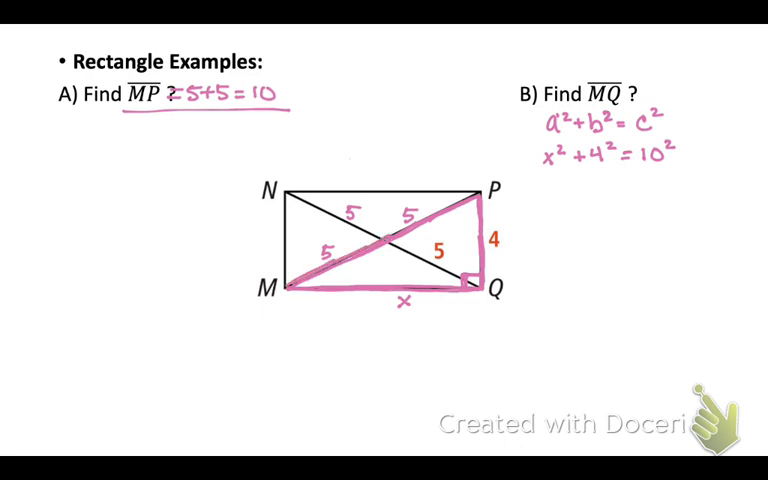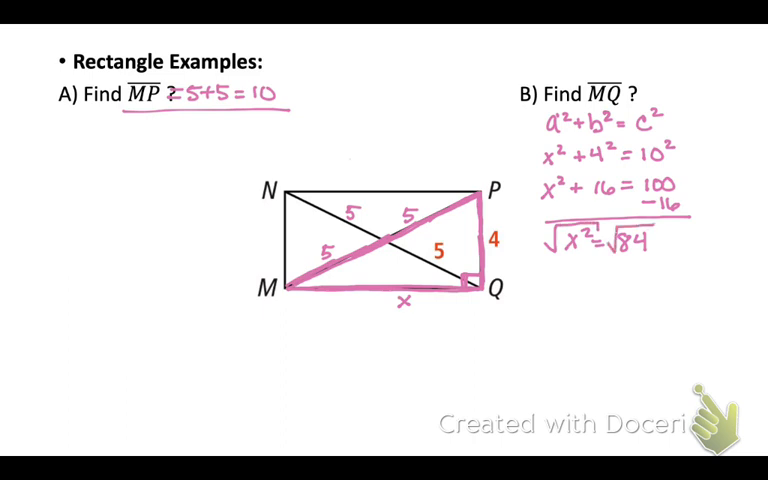So then how am I going to solve that? It'll be x squared plus 16 equals 100. You have to subtract the 16. So x squared equals 84. Then we have to take the square root.